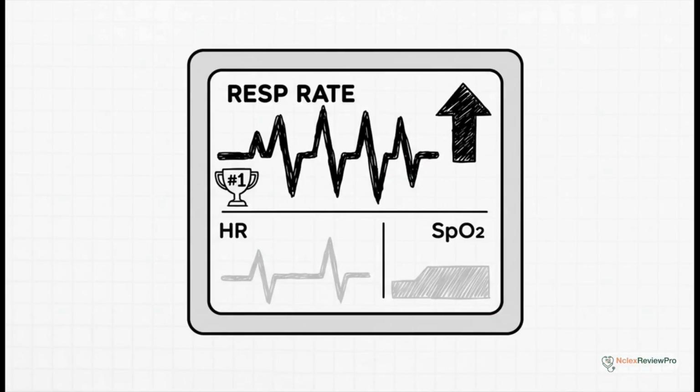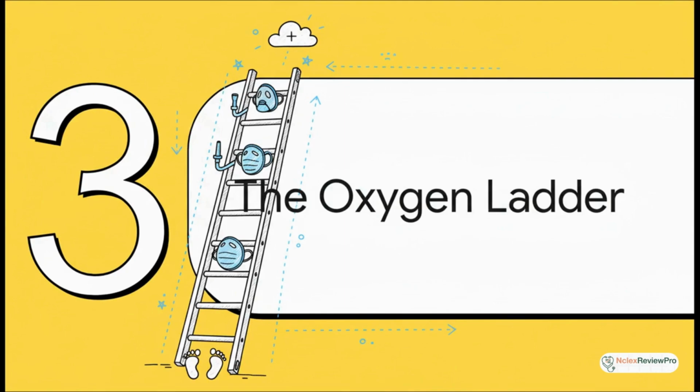The body's first, most immediate instinct when it senses low oxygen is to try and get more air. And how does it do that? It starts breathing faster. Tachypnea is so often your very first clue that something is going wrong. Okay, so you've done your assessment and you've decided your patient needs oxygen.